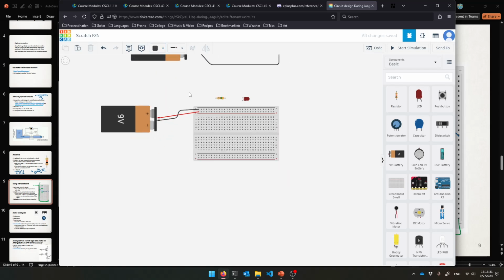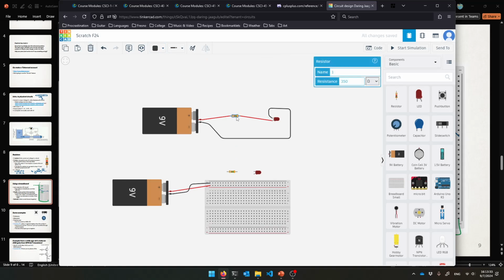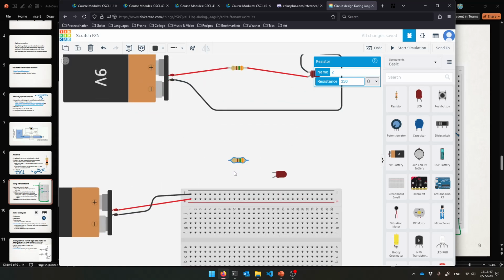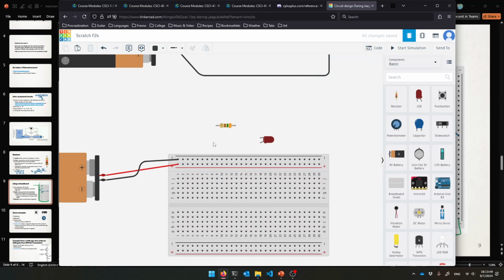All right. By the way, you could have put this resistor on the negative side. It doesn't matter where the resistor is, as long as it's somewhere in line with the LED, somewhere that current is being resisted, that voltage is being dropped. All right, let's see here.